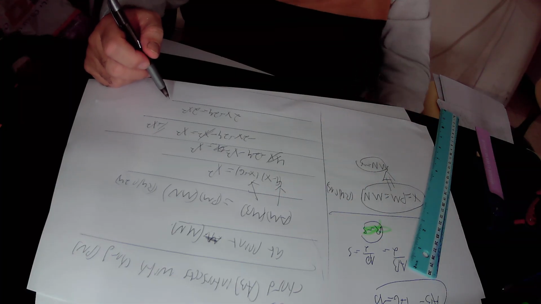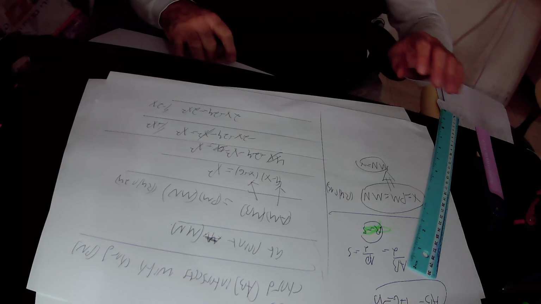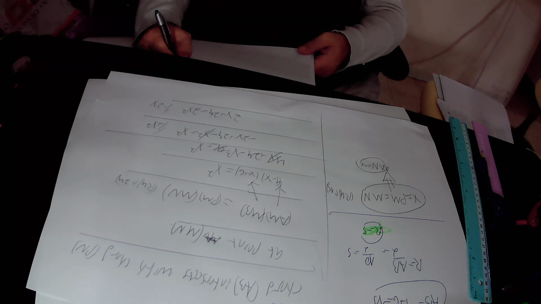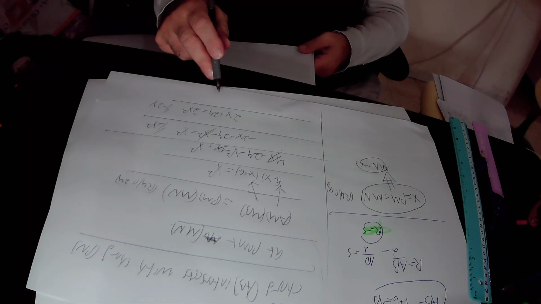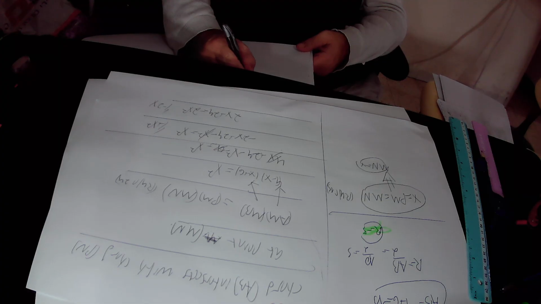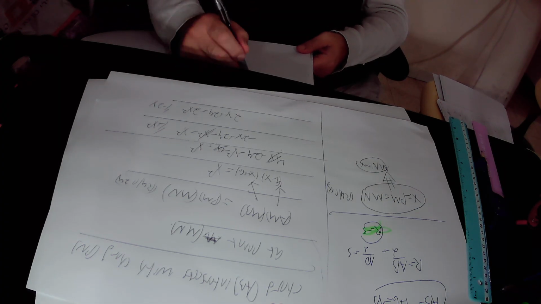Here we add 2x to the equation, and finally we get that on this side of the equation we are left only with 24, equals 2x squared plus 2x.